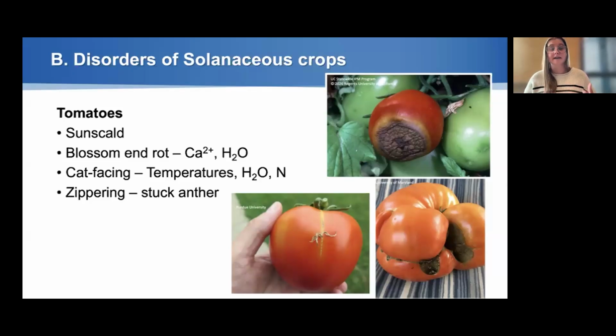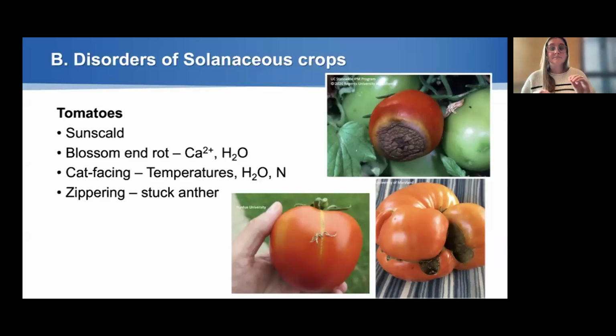Now, in tomatoes, we also have cat facing. So this is when you get those distortions seen in the bottom right with those necrotic sections, and it's much more common on things like heirloom tomatoes. So cat facing can be due to temperature swings when the fruit is young, such as cool and windy temperatures. It can also be due to swings in moisture and irrigation. And lastly, it can be due to excess nitrogen.